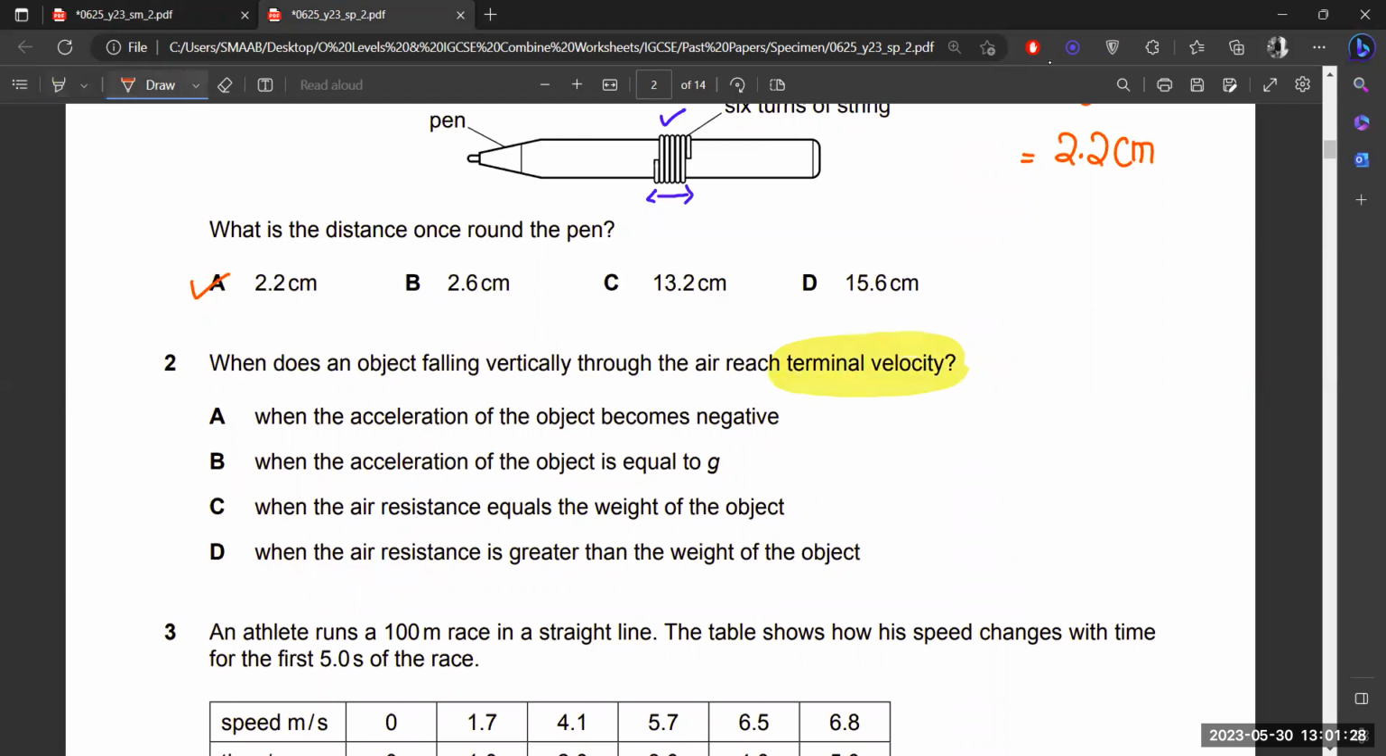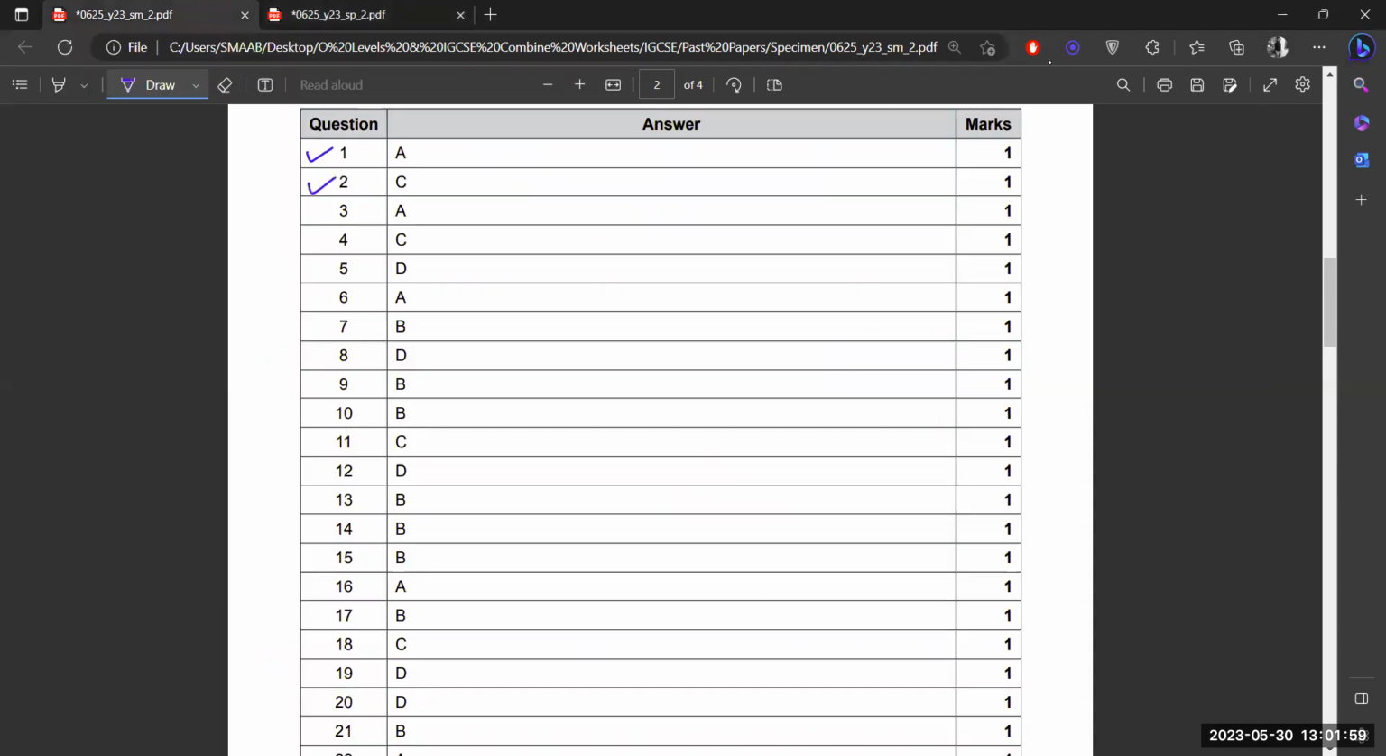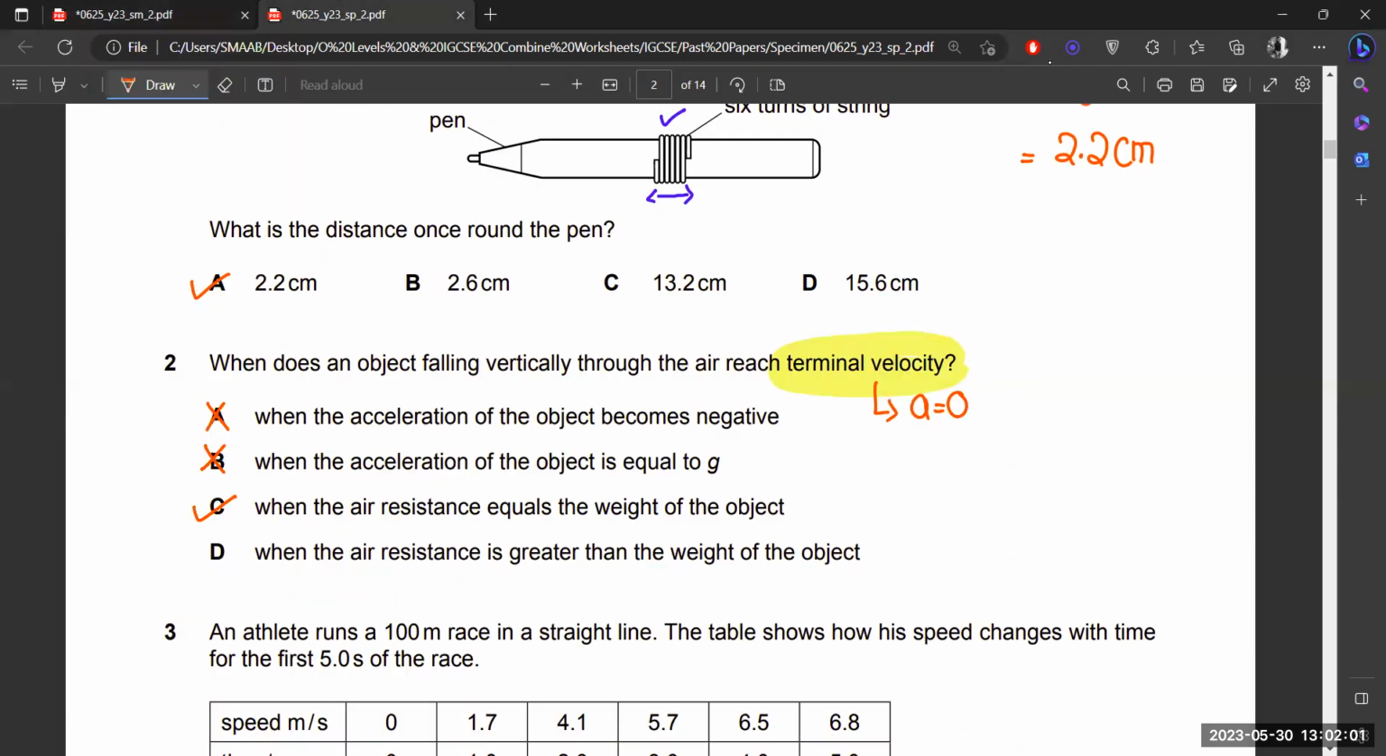In the options, we have when the acceleration of the object becomes negative, that is not possible. When the acceleration of the object is equal to g, that is also not possible, because we know that at terminal velocity, acceleration is equal to 0. When the air resistance equals the weight of the object, yes, option C is possible, because when we are moving with constant speed or terminal velocity, all forces acting on a body must balance each other. So yes, question number two, option C, is the right choice.